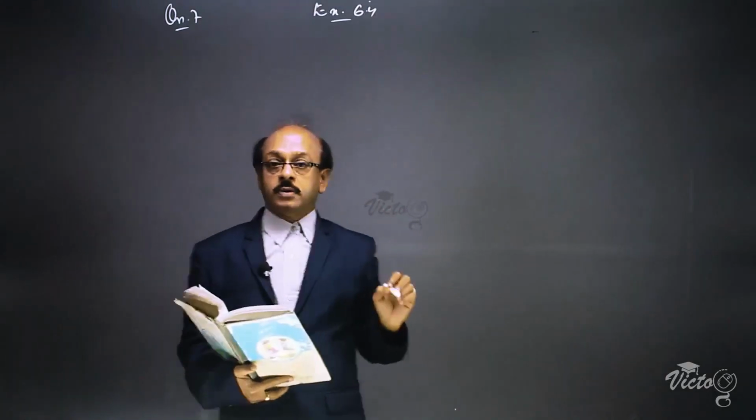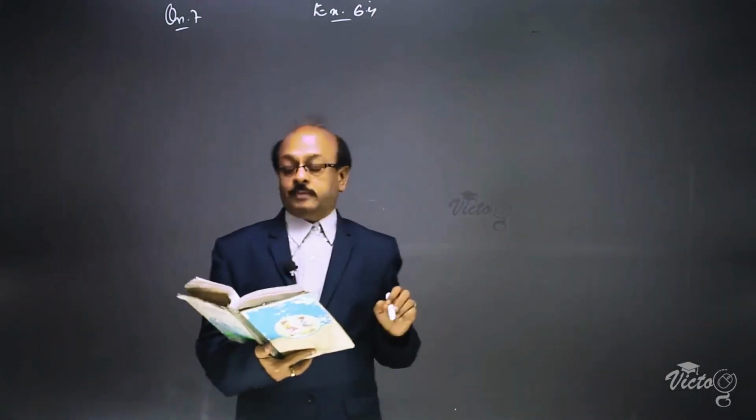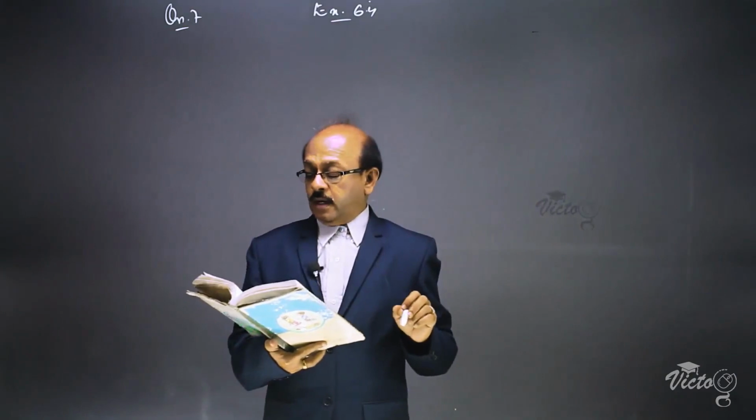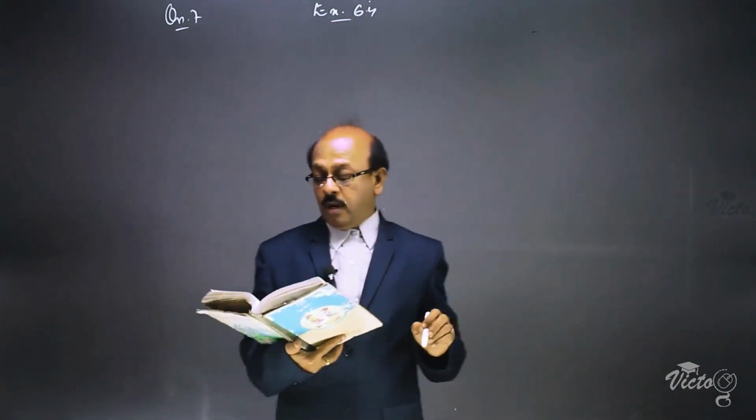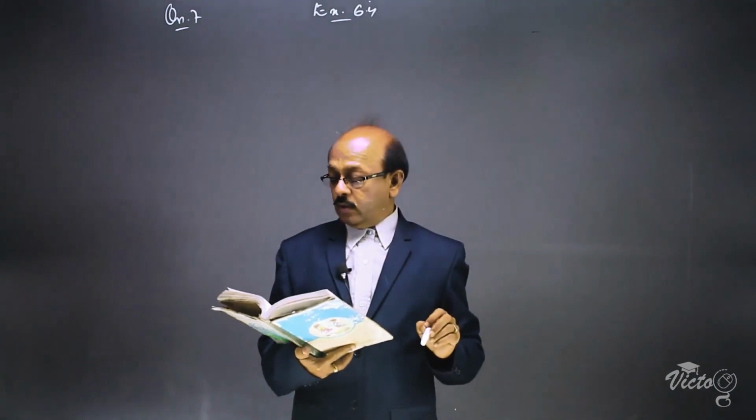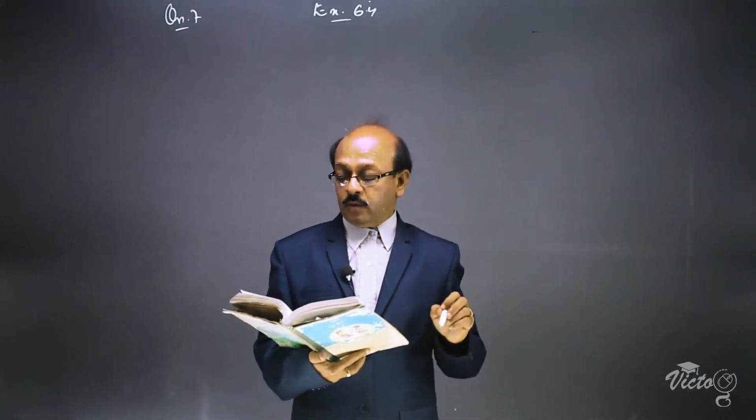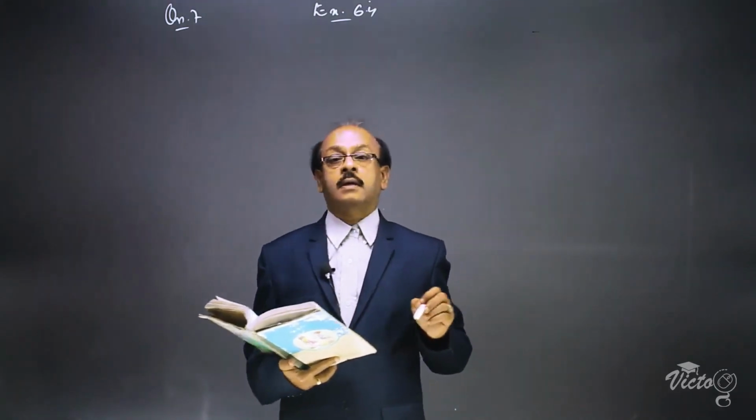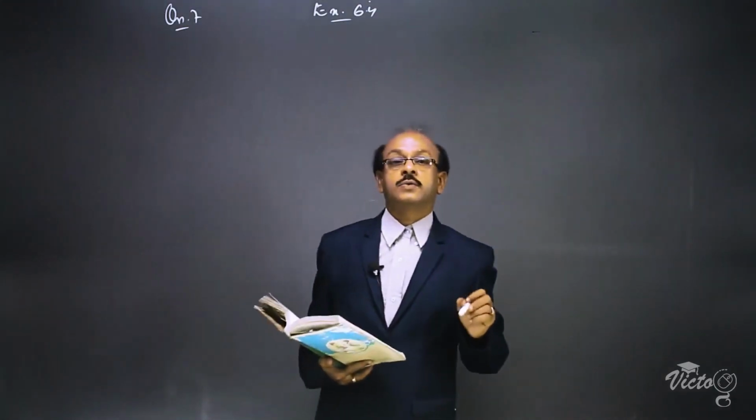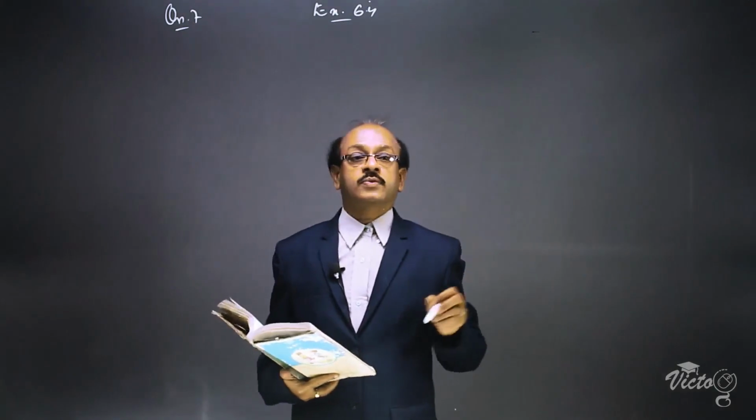It's an important question from exercise 6.4. Prove that the area of an equilateral triangle described on one side of a square is equal to half the area of the equilateral triangle described on one of its diagonals. This question has been asked many times in the board exam.